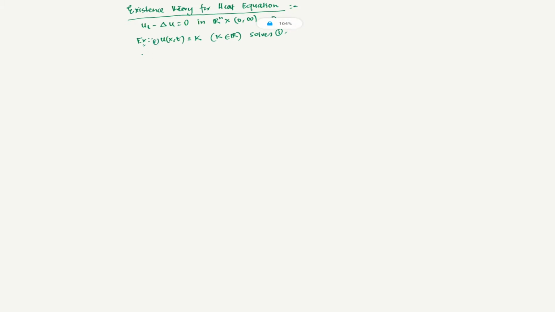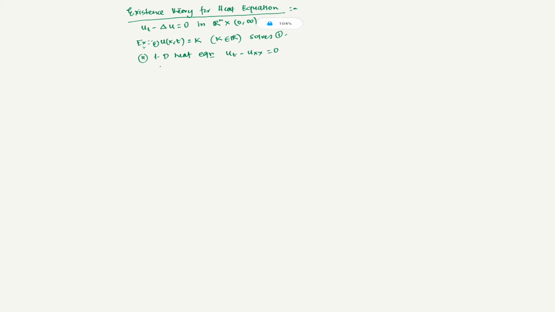And of course, number 2, let's just assume the one dimensional heat equation, given by u_t minus u_xx equals 0. That's the one dimensional heat equation, right? And what is the solution of this? u(x,t), how does it look?